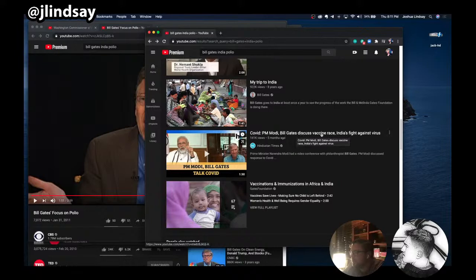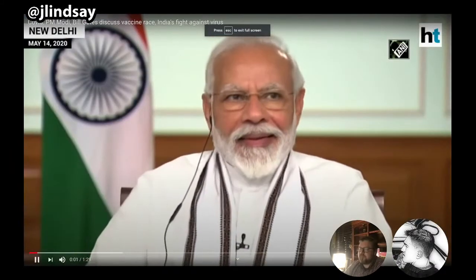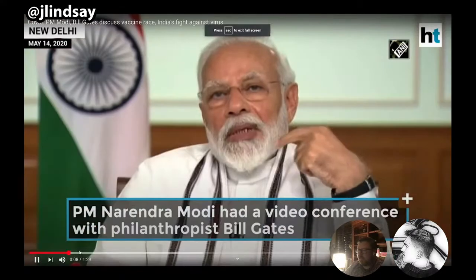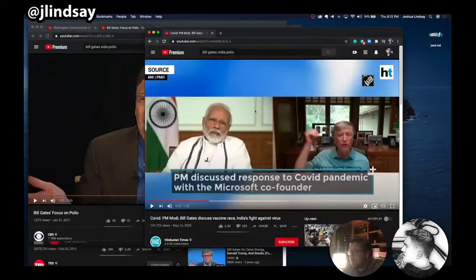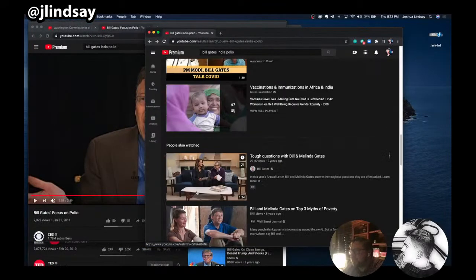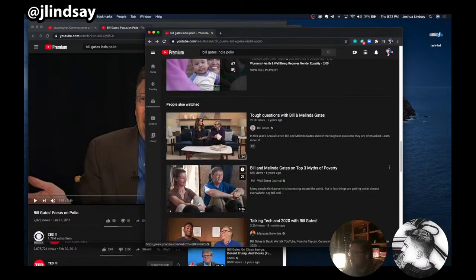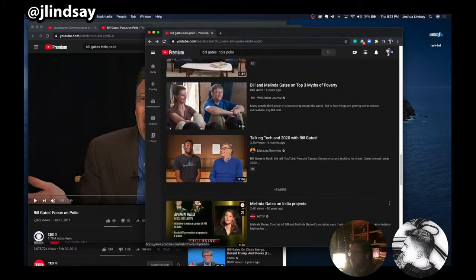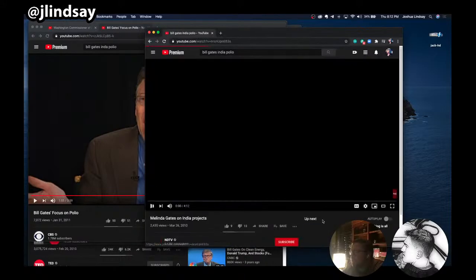Bill Gates discusses vaccine race India. Well, let's see what Bill Gates has to say about India specifically. Okay, I don't appreciate that where they don't let them speak, because I think at the very least you should let Bill Gates speak. Bill and Melinda Gates, poverty, tech talks, Melinda Gates on India projects. Let's hear what Melinda has to say.